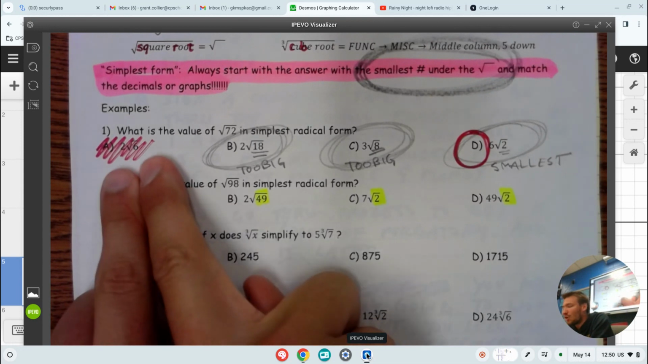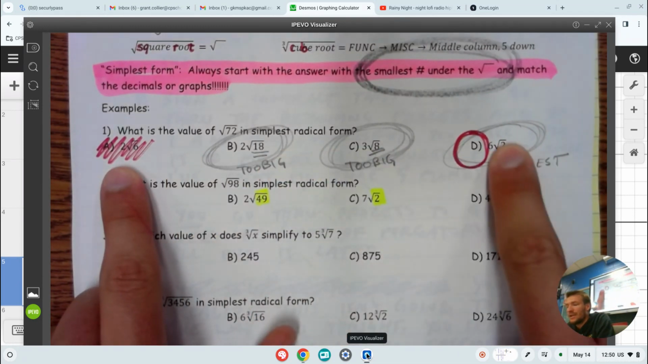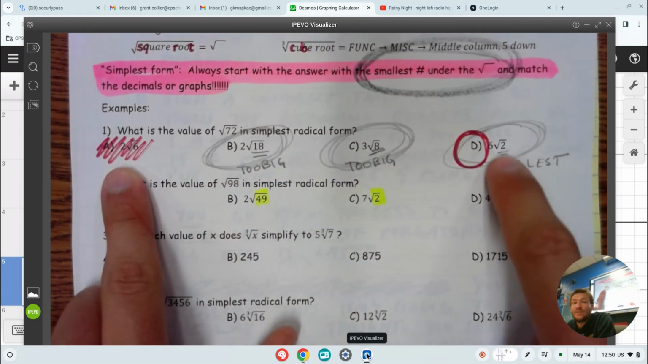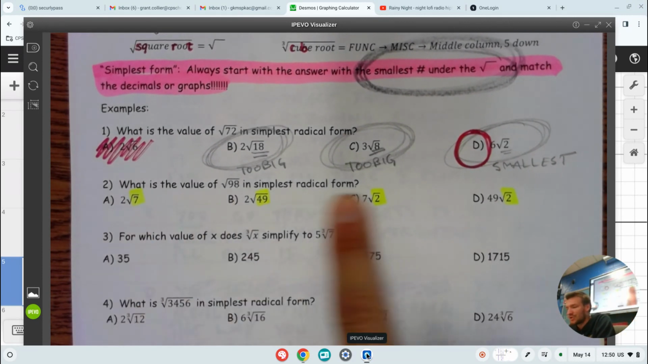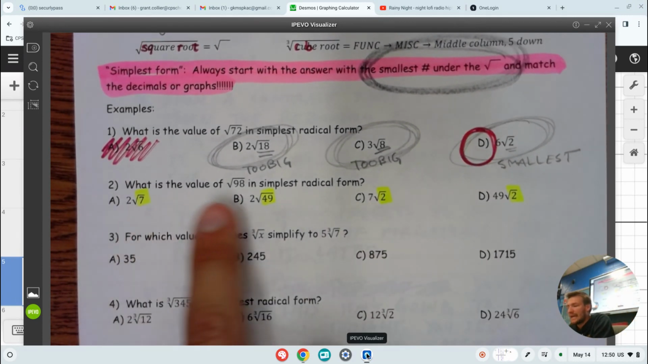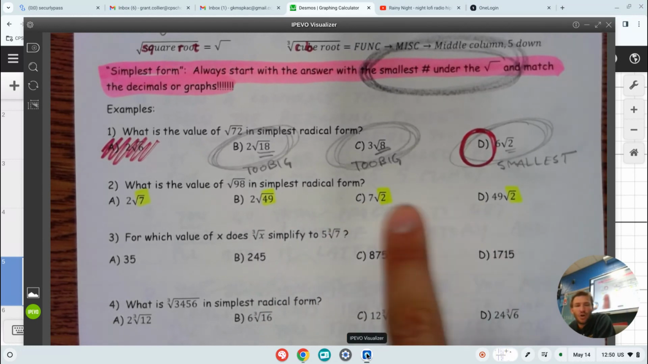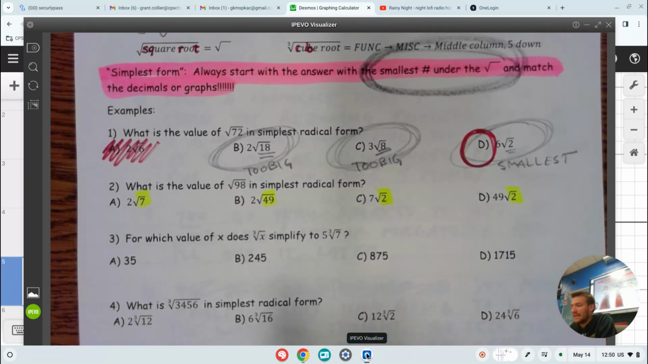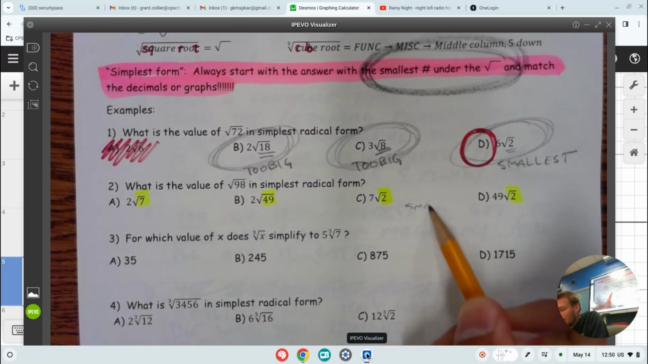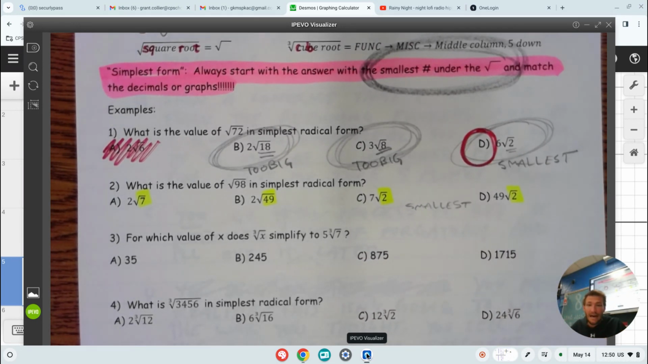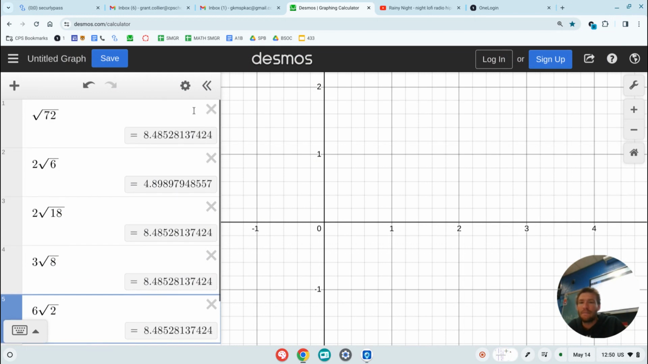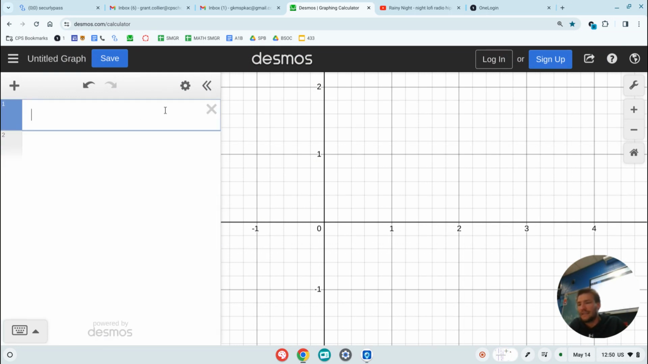If we had started with the smallest number, D, if we had started here and we already knew it was the smallest, we could have been done and we would not have to try all of them. So when I do question number 2, instead of going A, B, C, D, I'm going to start with C and D because these have the smallest insides. Now, that doesn't mean they're right. I still have to have a matching decimal, but I'm going to start with the smallest inside numbers.